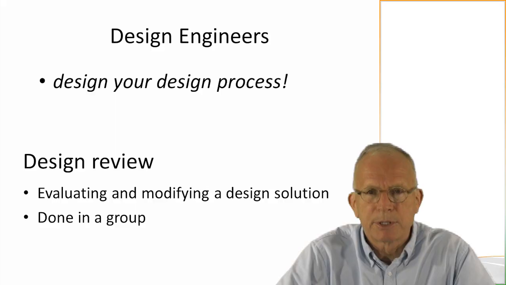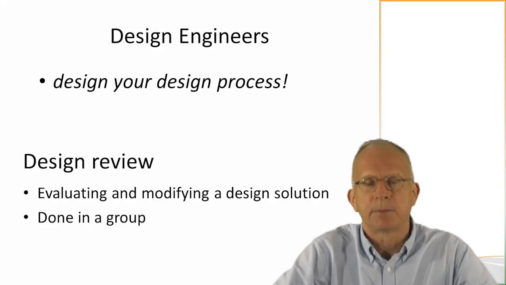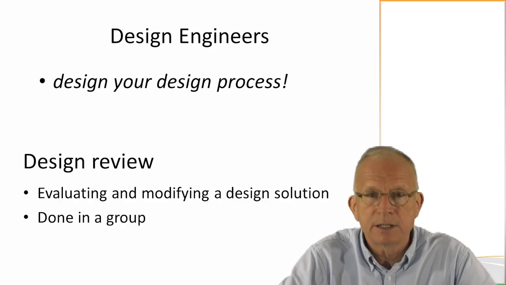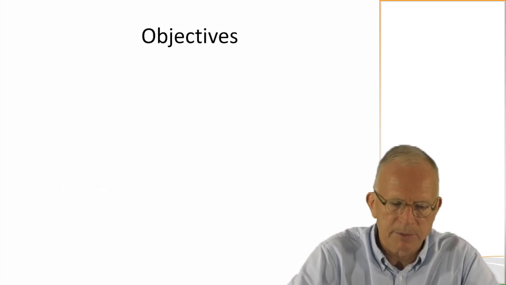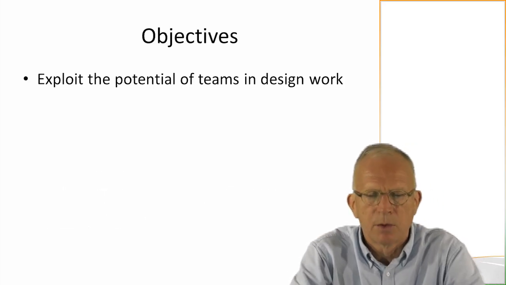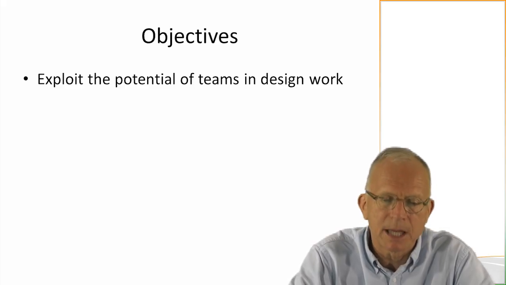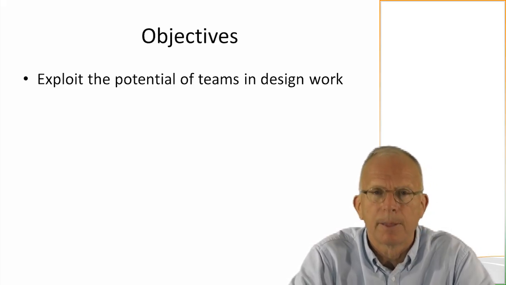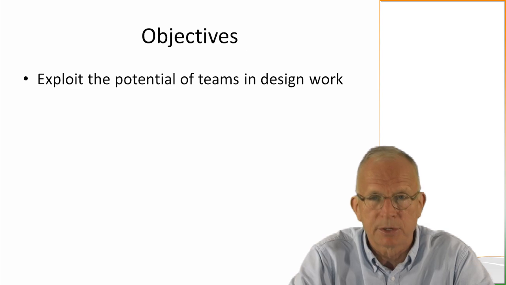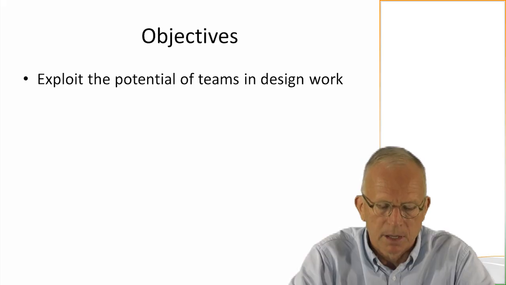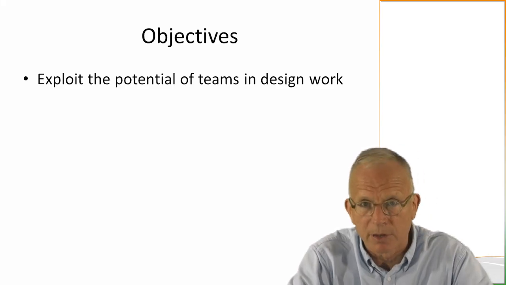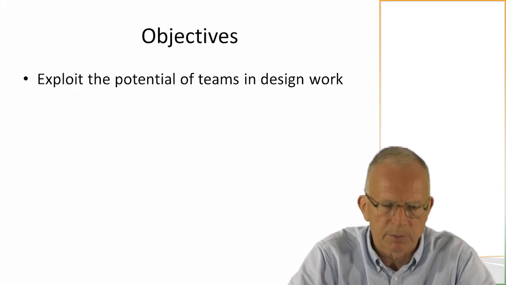Generally what happens is somebody comes up with a design, or maybe some subgroup, and then it needs to be evaluated in a group, and perhaps modified. So what's the objective? Well, what we want to do is exploit the potential of the teams in design work. Meetings are kind of expensive when you think about the number of person hours that are expended and how fast they can be expended when you have several people in the room. Now, that being said, there are some limits on the number of people we would like in the room when doing a design review, and we'll talk more about that later.